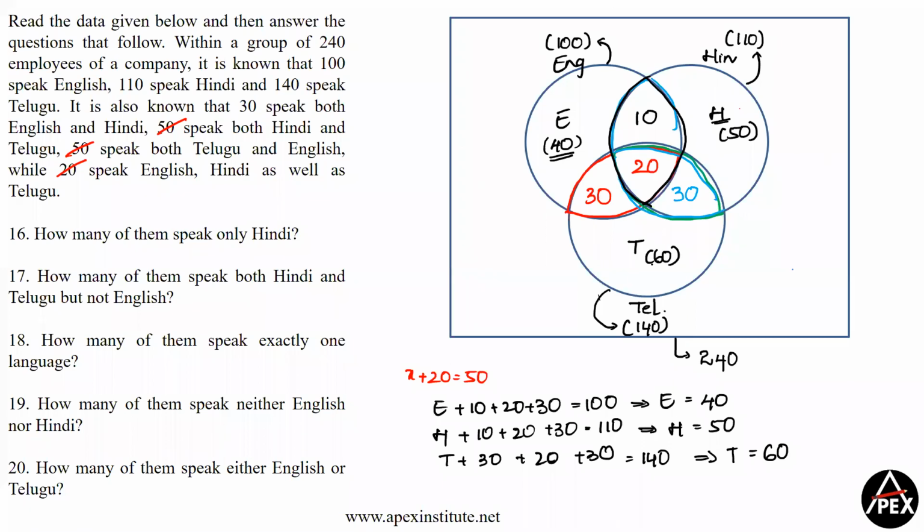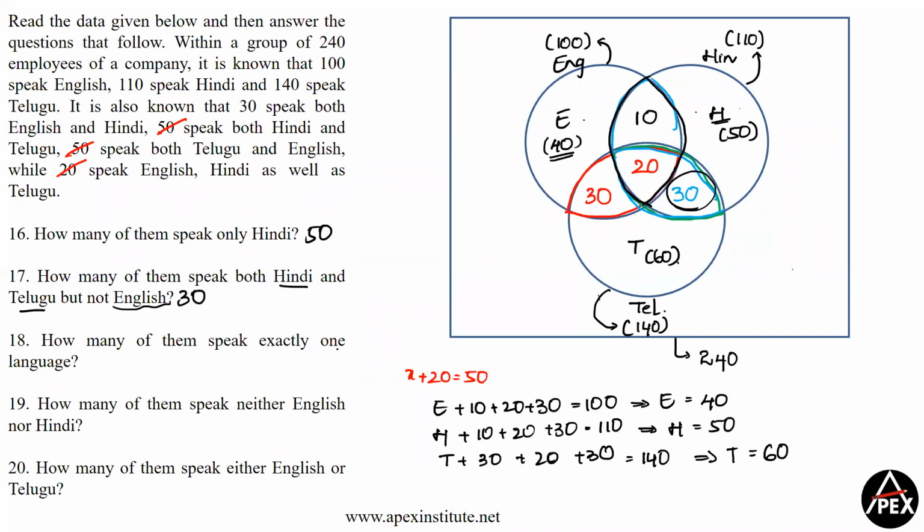Now we have all the data with us. We have the persons who speak only English, only Hindi, only Telugu, only English and Telugu, only Hindi and Telugu, only English and Hindi, and all three languages. Now, how many of them speak only Hindi? 50. How many of them speak both Hindi and Telugu but not English? So the region should be common to only Hindi and Telugu but not English. So that is 30.